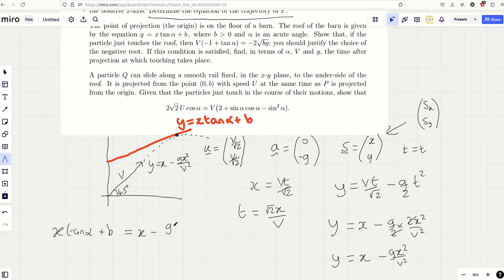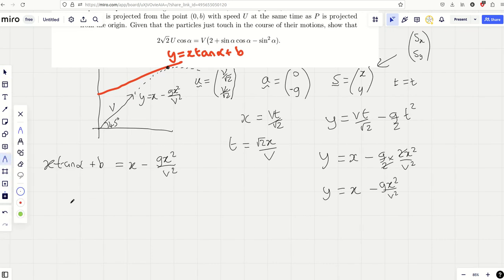Remember also that touching is not the same as passing through. Passing through is where it'll go actually through the roof twice, but touching means it's tangential and it just brushes, if you like, once, which means my quadratic equation here in terms of x should just have one real root. So I'm going to firstly rearrange it so it looks much more like a quadratic equation. gx squared over v squared plus x times tan alpha minus 1 plus b equals 0. If that just touches the roof, then this should have just one solution.